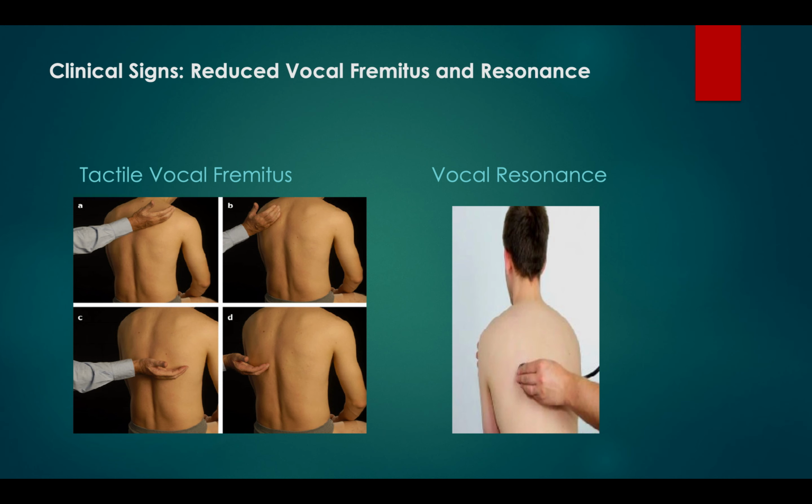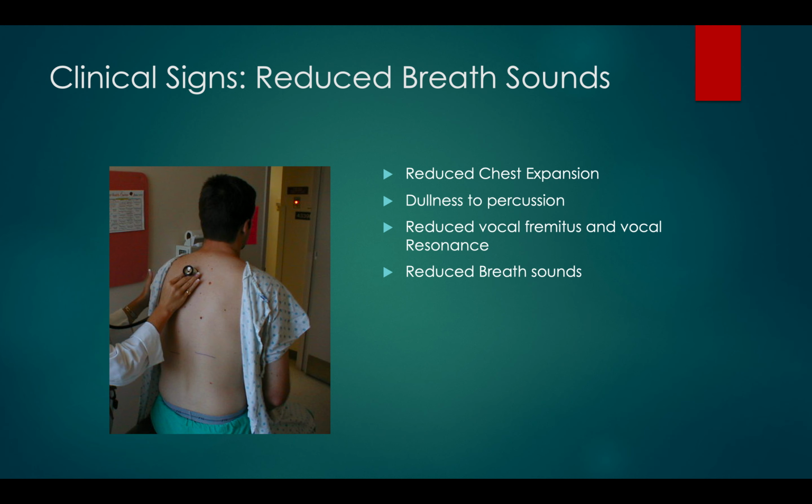Both vocal fremitus and vocal resonance are reduced over the affected area. And on auscultation, breath sounds may be absent or reduced over the affected area. So to summarize, on clinical examination, there is reduced chest expansion, dullness to percussion, reduced vocal fremitus and vocal resonance, and absent or reduced breath sounds over the affected area.